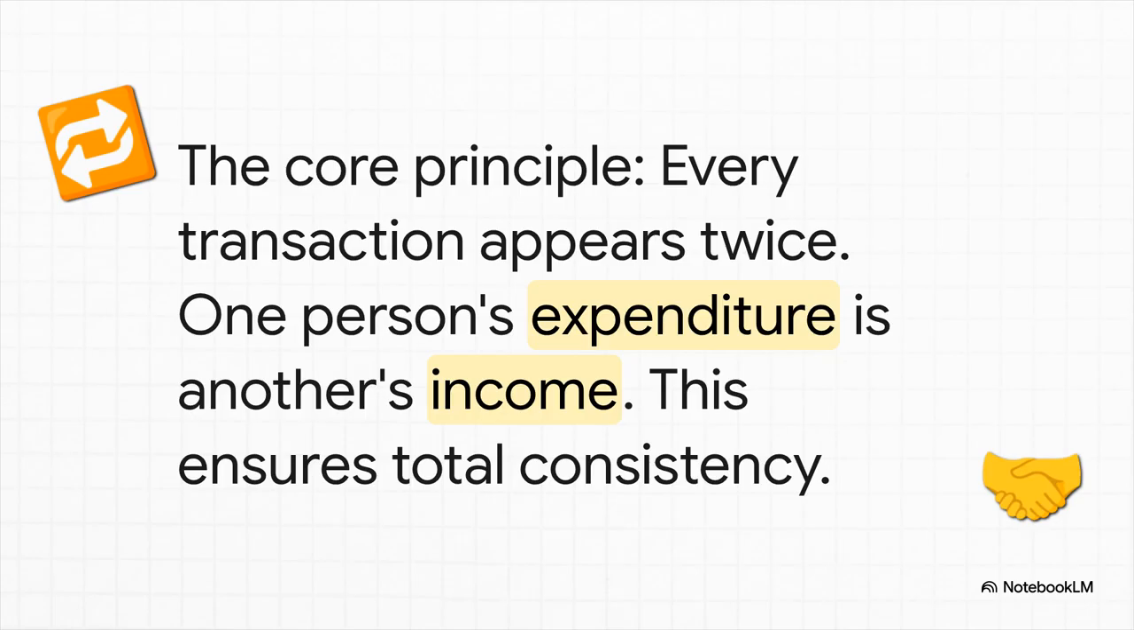But here's the real stroke of genius, something Stone borrowed from business accounting, the double entry system. The idea is simple but profound. Every single transaction gets counted twice. When you buy a cup of coffee, your spending is the coffee shop's income. This simple rule guarantees that the whole system is perfectly consistent. It lets us trace the flow of money as it moves in a circle between all of us, businesses, and the government.